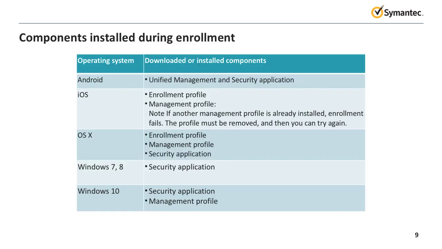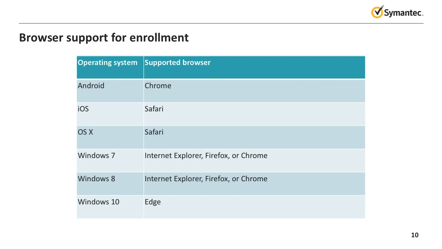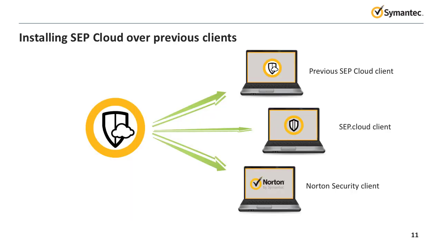Depending on the operating system, different components are installed during enrollment, as shown in this slide. The browsers you can use for enrollment are more limited than the ones you can use for administrative tasks. This slide lists the supported browsers for each operating system. You can install SEP Cloud over previous SEP Cloud, SEP.Cloud, and Norton security clients. In most cases, removal of previous security clients is done automatically.